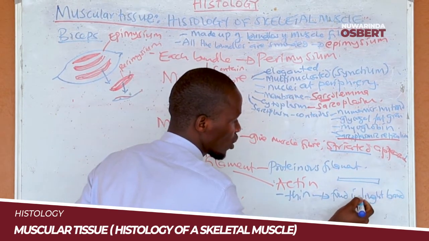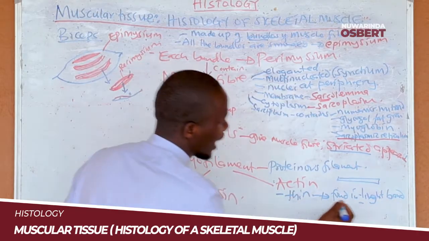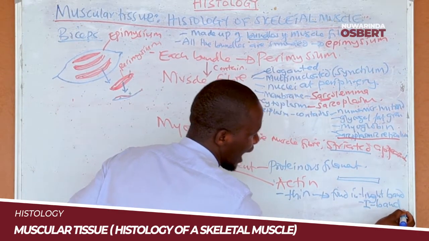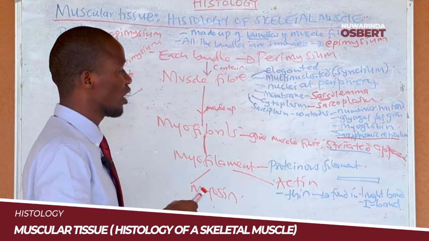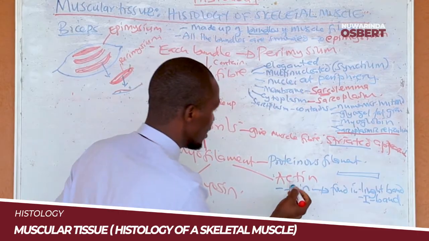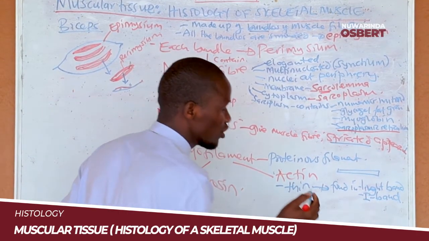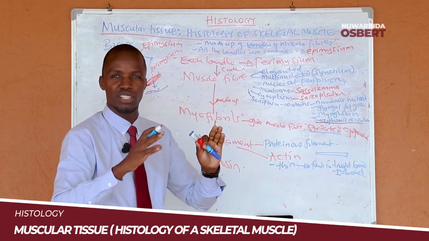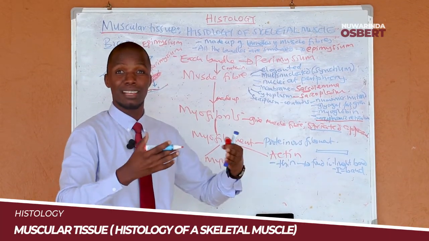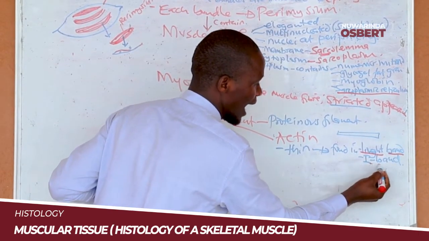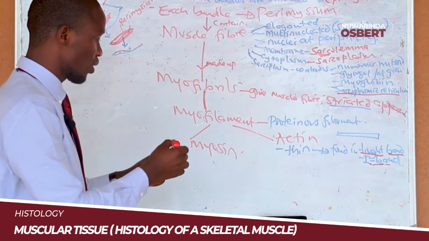This light region, we also refer to as the I band. I signifies isotropic, which has something to do with light. These are thin filaments, and because of them being thin, the region where they are found is kind of translucent. It appears somehow light, and therefore we say it is found in the light band, or the I band.